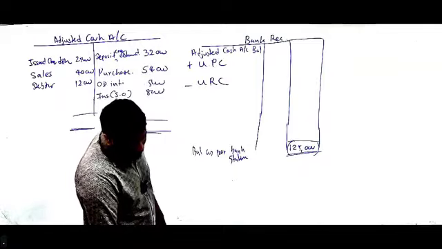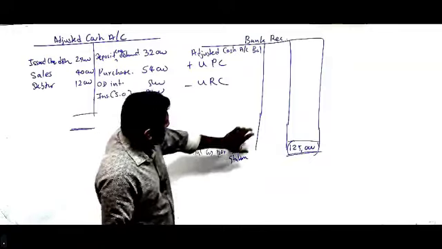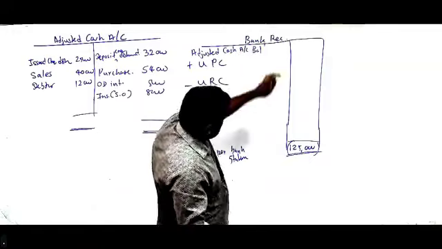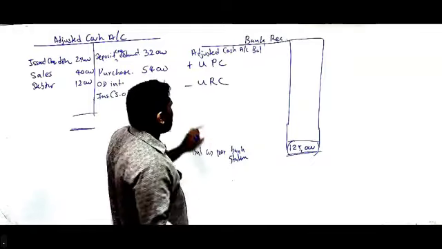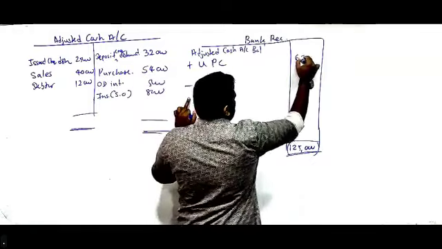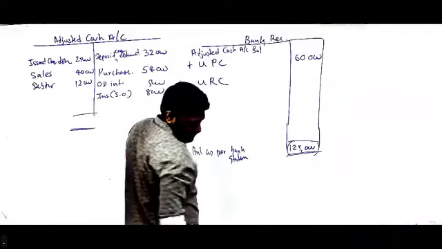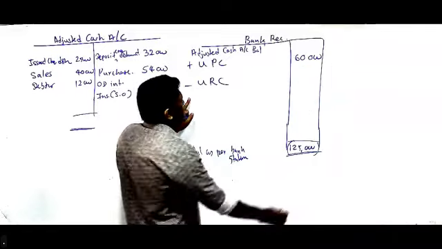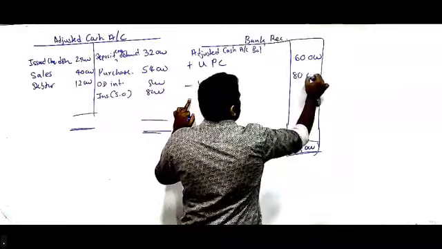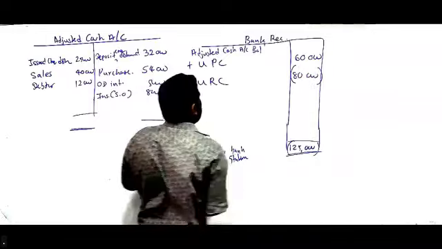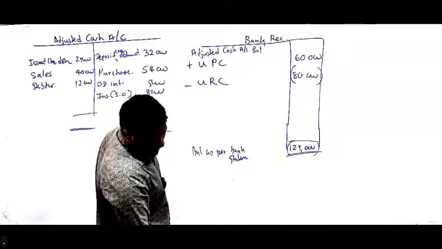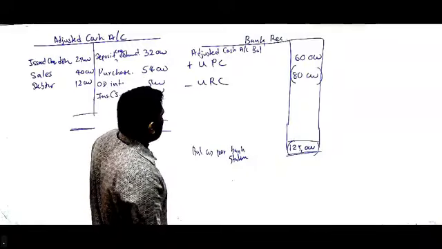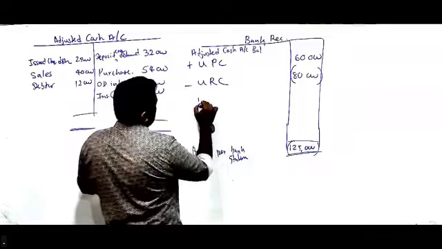How much are the unpresented checks in this question, people? Read it and see. Last one they have given. Unpresented checks 60,000. Unrealized checks 80,000. But we can't stop here. There is a bank error in this question, people. Read the first adjustment.